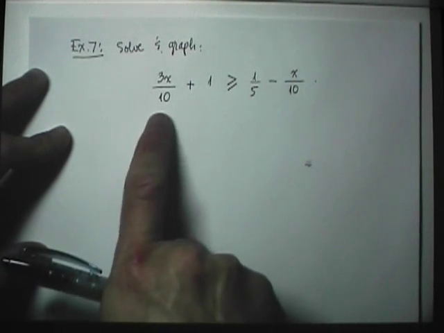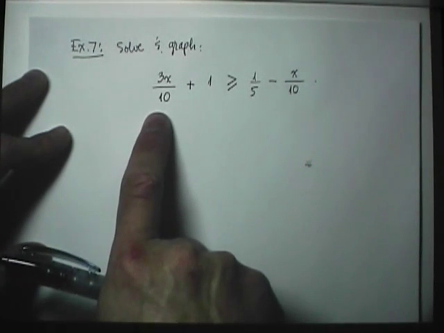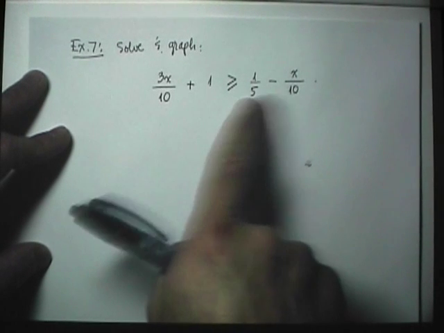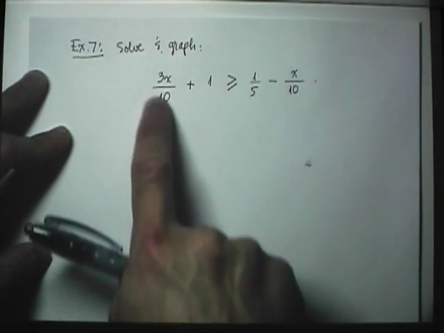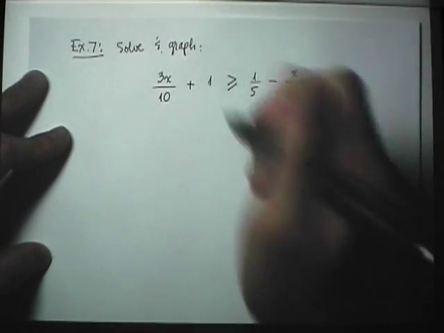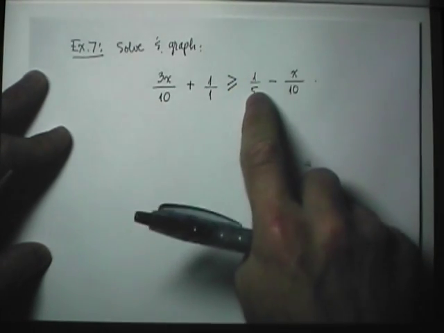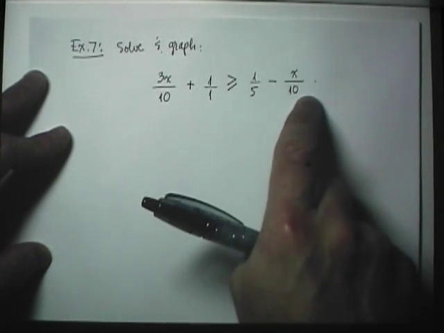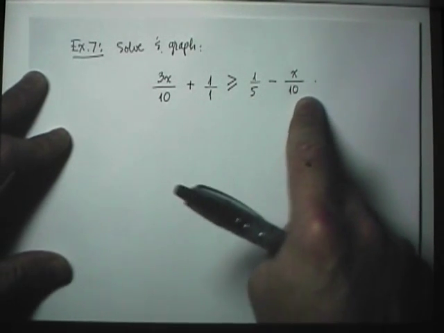That's what I noticed. I have lots of fractions. And this time, the worst thing is happening. We have all different denominators. Here I have this first fraction, 3x over 10, denominator 10. The next one over here is 1. You can think of that as 1 over 1. And here I have 1 over 5, denominator 5. And here's back to another one, denominator of 10.